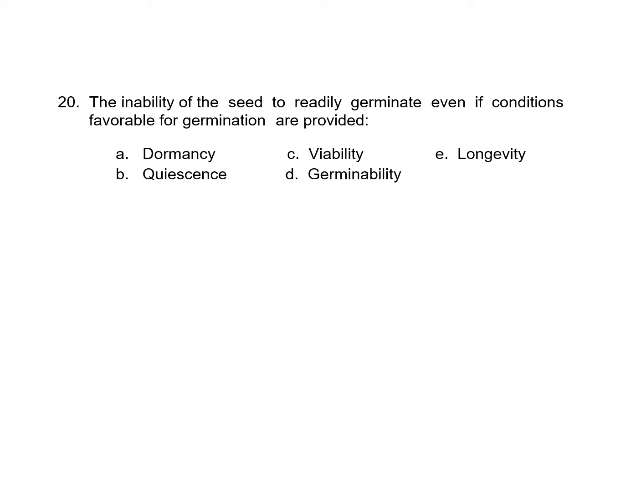Number 20. The inability of the seed to readily germinate even if conditions favorable for germination are provided. A. Dormancy. B. Quiescence. C. Viability. D. Germinability. Or E. Longevity. The answer is dormancy.